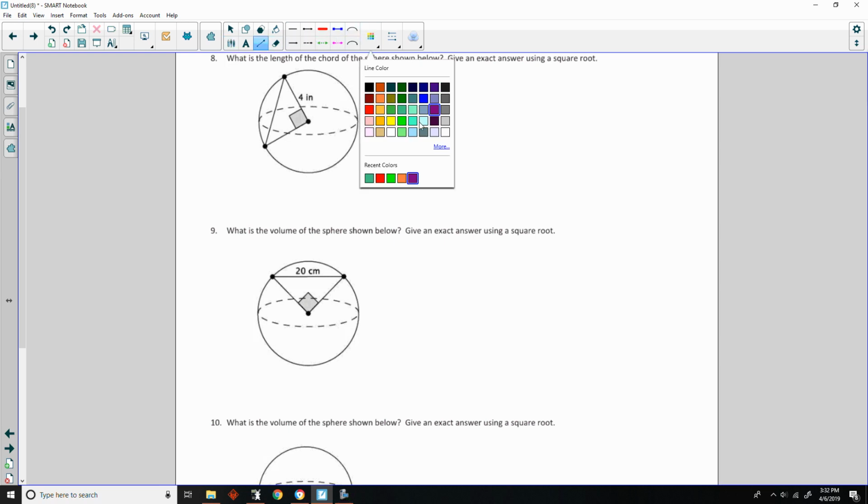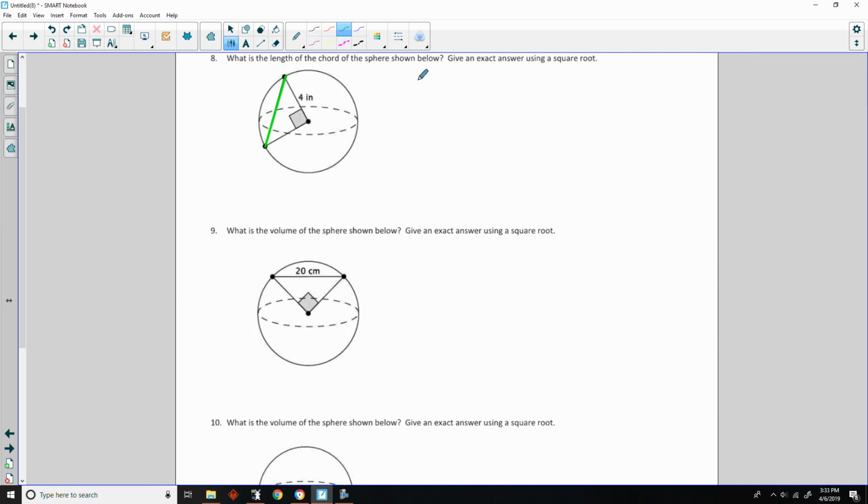Number 8 says, what is the length of the chord of the sphere shown below? Let me label it. The chord is that. So we need the Pythagorean theorem, a squared plus b squared equals c squared. A is 4, that's our radius. I'm not going to go into such detail as the last time. What is the length of this then? If it's also a radius, it's also 4.